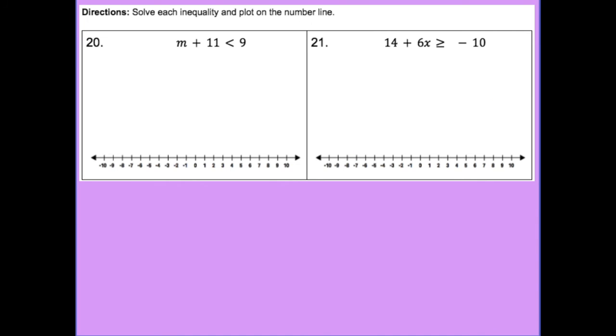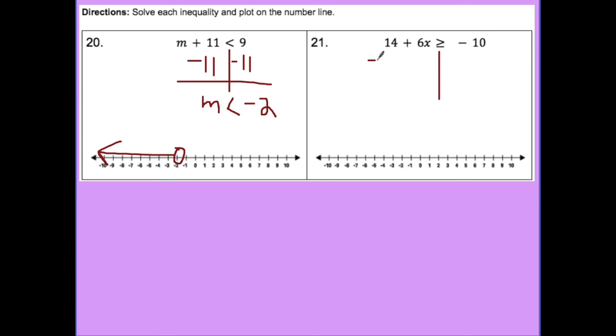All right, these next two have us plotted as well. So I'm going to go ahead and do inverse, minus 11. So I have m is less than negative 2. Remember, less than, we're going to have an open circle and go this way. And we got it.